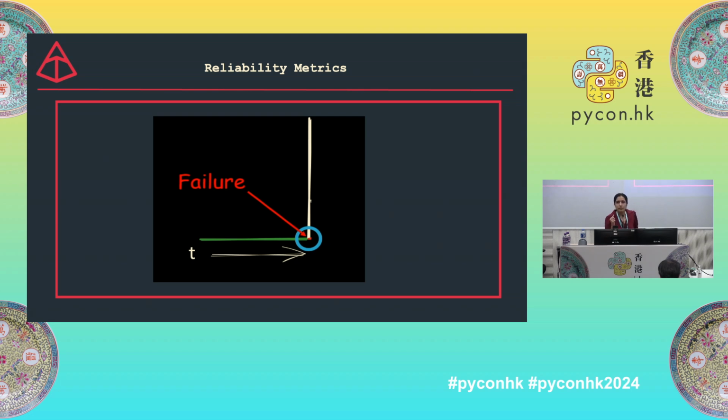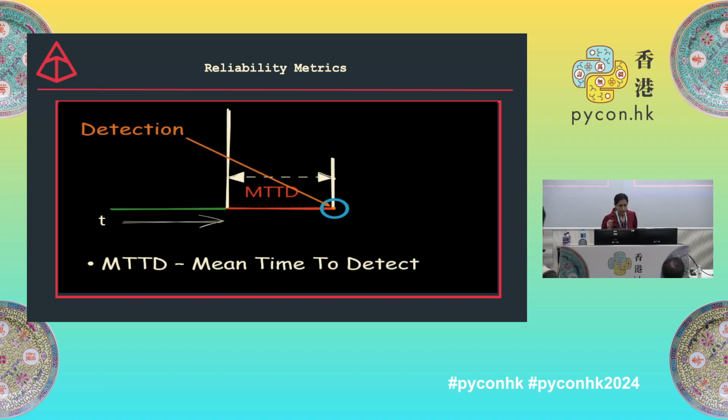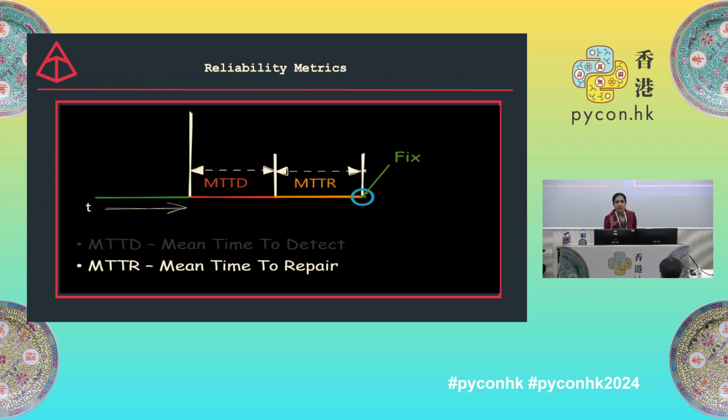Let's consider this green line represents the healthy operation of a software system over a period of time t. At some time, this software system encounters a failure. The time between this failure and the detection of this failure is known as time to detect, and the average of such times is known as mean time to detect. Once the issue is detected, the software teams and the ops team work together to bring the system back to a healthy state. The time between the detection of the failure and the time to resume the system to its normal, healthy state is known as time to repair. And the average of such times is known as mean time to repair.